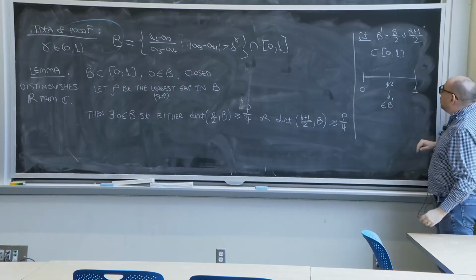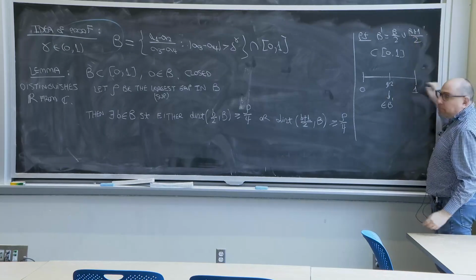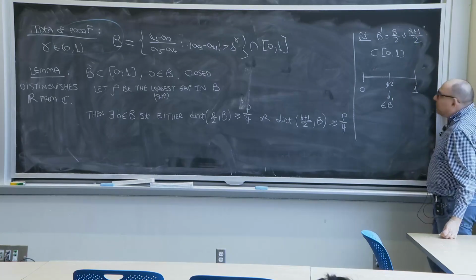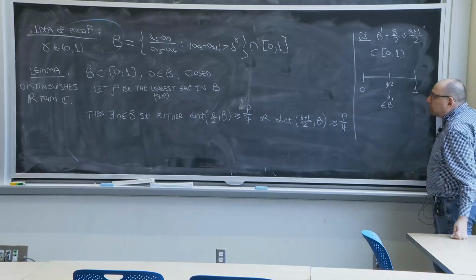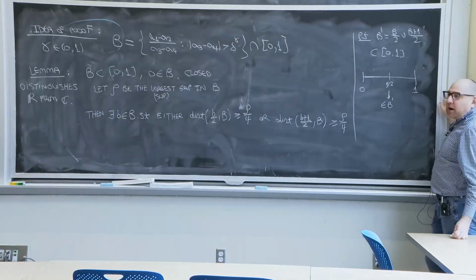You will see that this is important. So 0 is in B, so 1 half is in B prime. Now, what is the largest gap in B prime? So by definition, the largest gap in B is rho. So that's the definition of rho. So what is the largest gap in B prime?